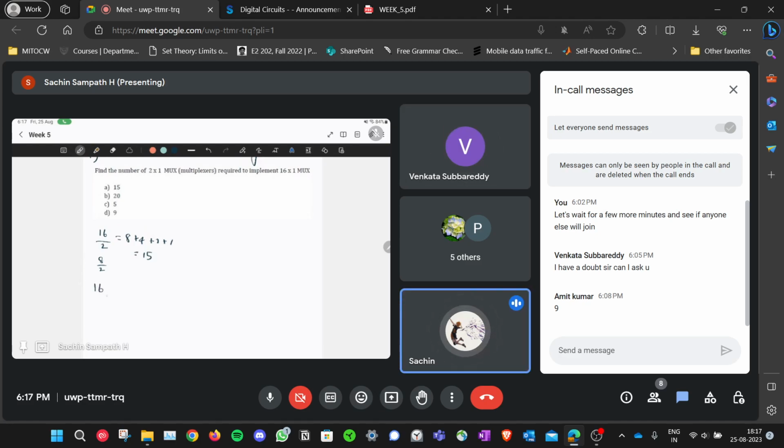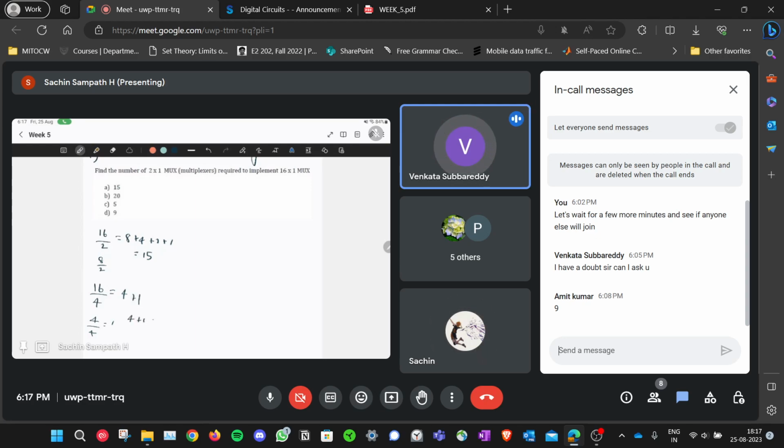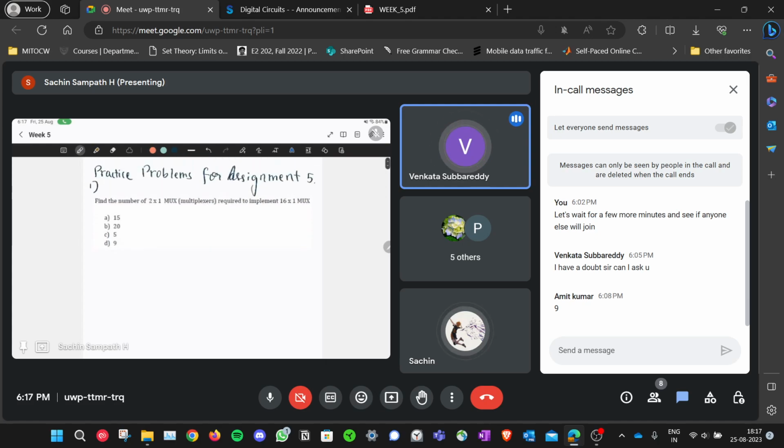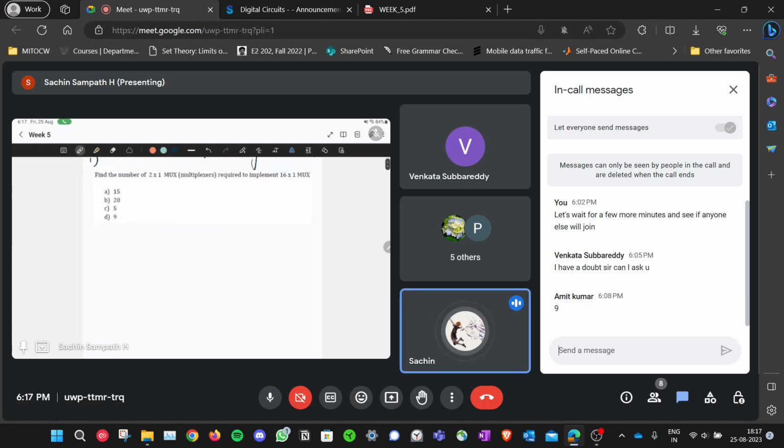Yeah, you use the same formula, no? 4 and 4 by 4 is 1. You add 1. 4 plus 1, 5. But how did you get this formula? Okay, okay, but where is the circuit for that? What if they ask you to show?